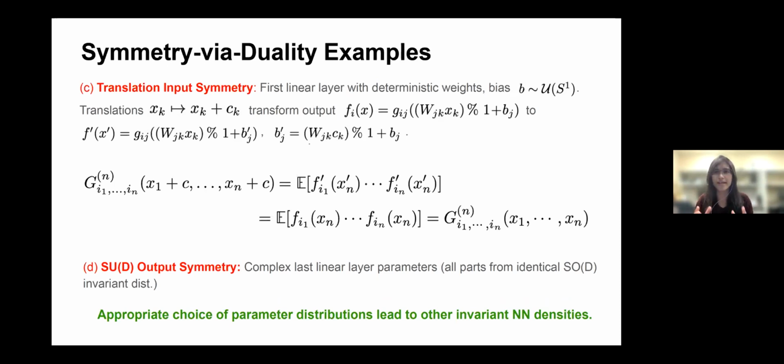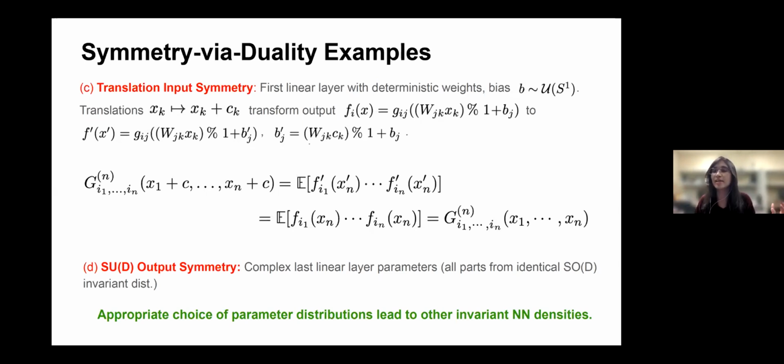So translations and rotations are not the only kinds of symmetries you can have. I'll just keep it short and mention that you can have SU(D) output symmetry if you choose the last linear layer parameters as complex. By that, I mean you have to be specific. For the weights, you have to draw the real and imaginary parts from identical SO(D) invariant distributions, and similarly for the bias. For details, please check our paper. All in all, what this says is that if you choose the parameter distributions appropriately, you can come up with invariant neural network densities. But these are all about neural network densities at initialization.